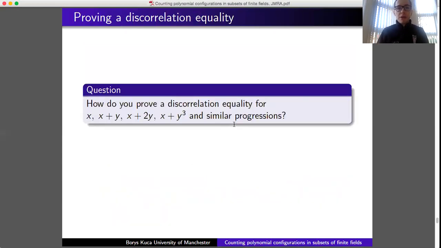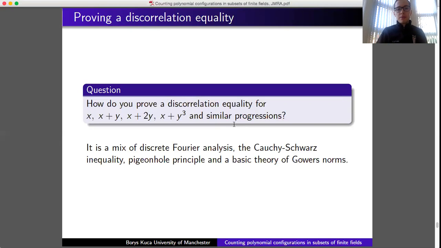Another question that you might have is, how do you prove a discorrelation equality for configurations like this? And the answer is that I'm using a mix of techniques. I'm relying very heavily on discrete Fourier analysis. I'm also using the Cauchy-Schwarz inequality quite a lot. I'm using probabilistic techniques like the pigeonhole principle or the popularity principle. And I am using a basic theory of Gowers norms.